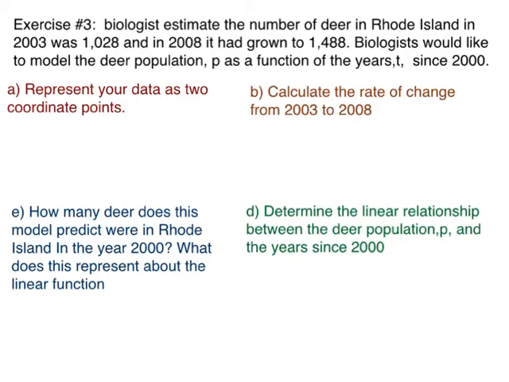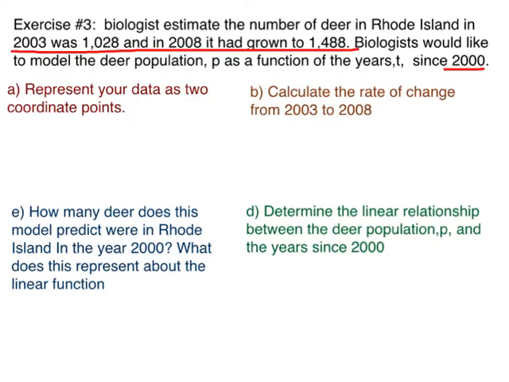So a couple things that are a little tricky here. The data that they give us does not include the year 2000. So eventually we're going to have to figure out how many deer were actually there, or estimated to be there, in the year 2000. Let's start off with question A. Represent your data as two coordinate points.